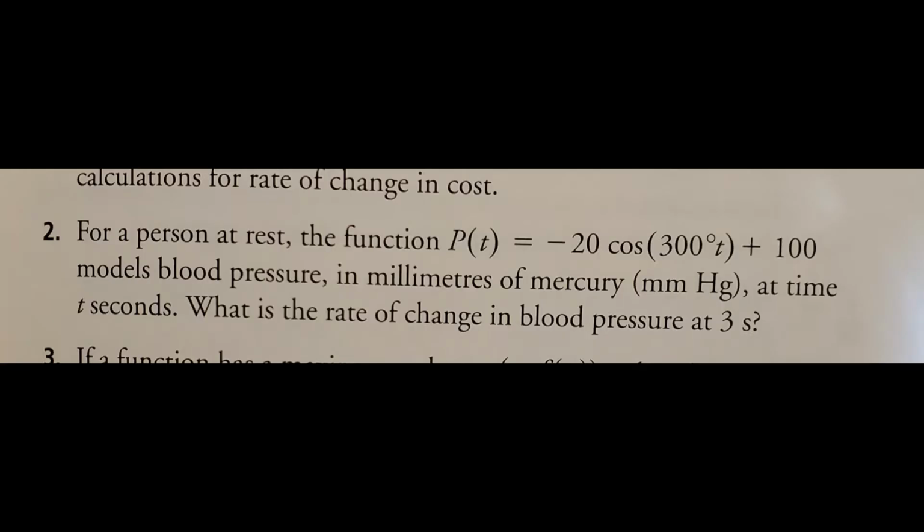This question states, for a person at rest, the function P(t) = -20 cos(300°t) + 100 models blood pressure in millimeters of mercury at time t seconds. What is the rate of change in blood pressure at 3 seconds? Well, in this question, we'll be solving for the instantaneous rate of change at 3 seconds.